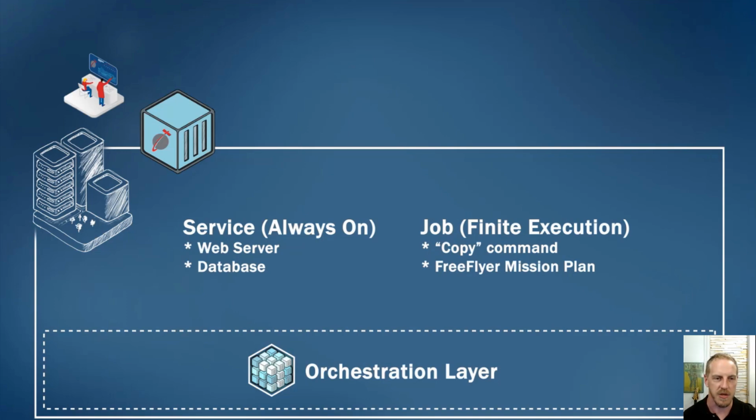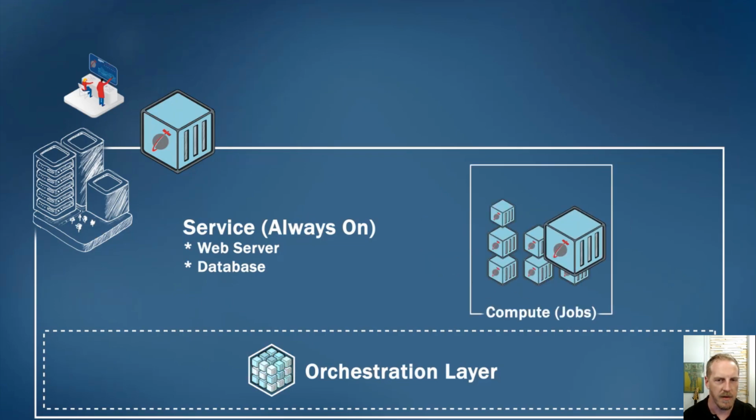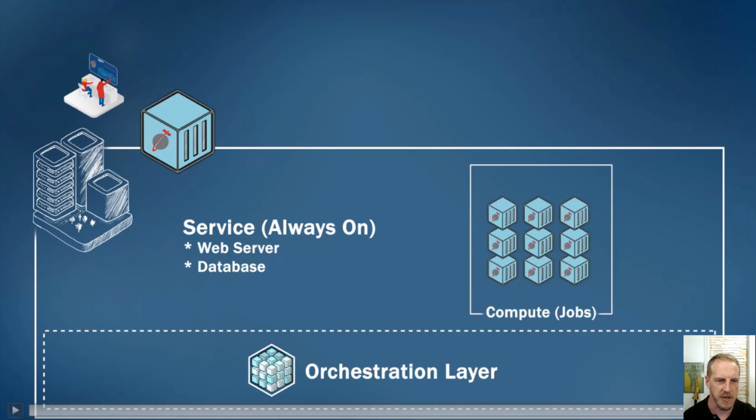And FreeFlyer mission plans are very similar. When you run them, they perform an analysis, they generate data, and then they exit. So these are sort of the two paradigms that we're building our architecture on top of. So as you can see, the orchestration layer is set up for both. It's able to handle compute jobs. It's doing all of the tasking and scheduling, as we talked about.